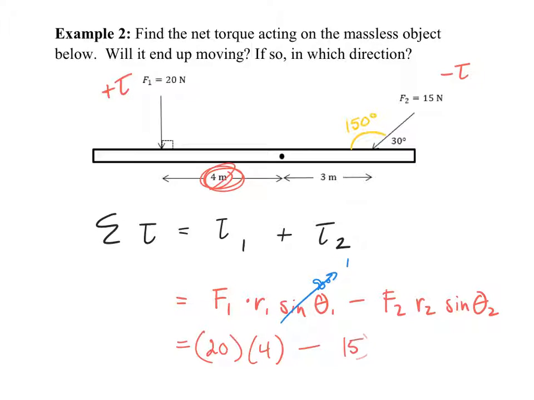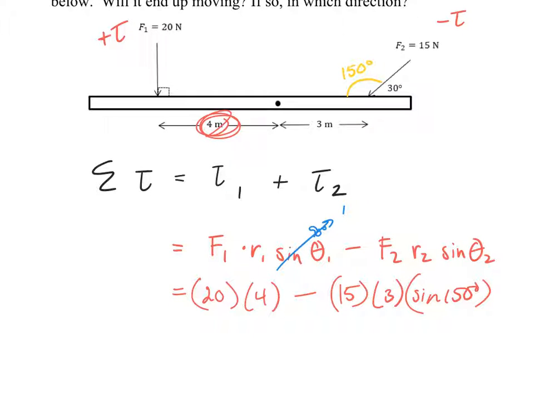So 15 times the distance times the sine of 150. What do I get for an answer? Give me a number. Thank you. 57 and a half. And my units are Newton meters. Those are the units for torque. Newton meters.